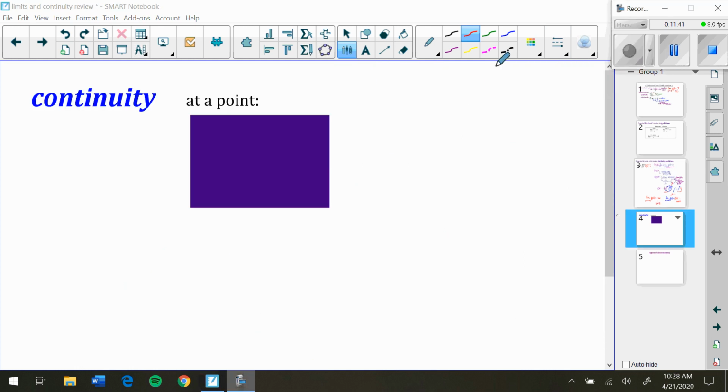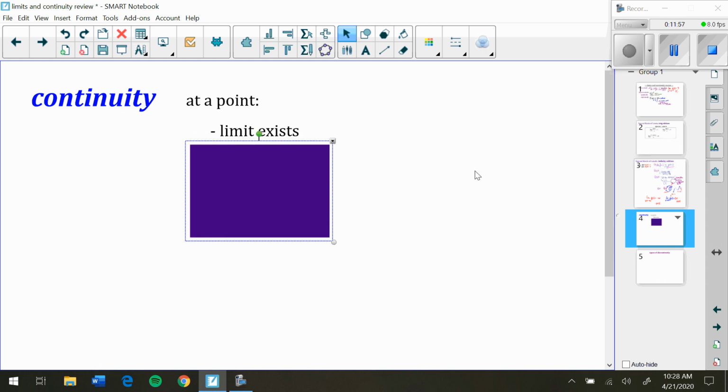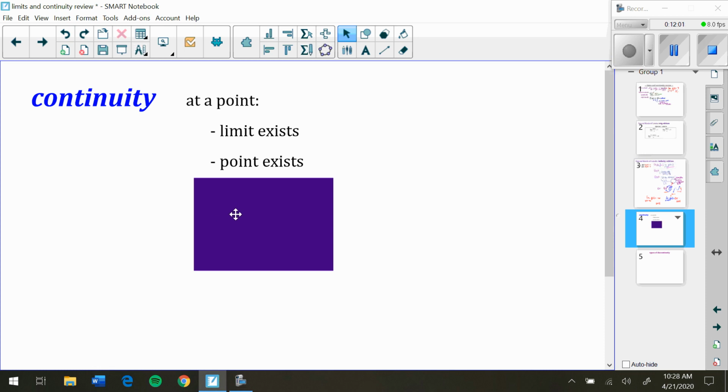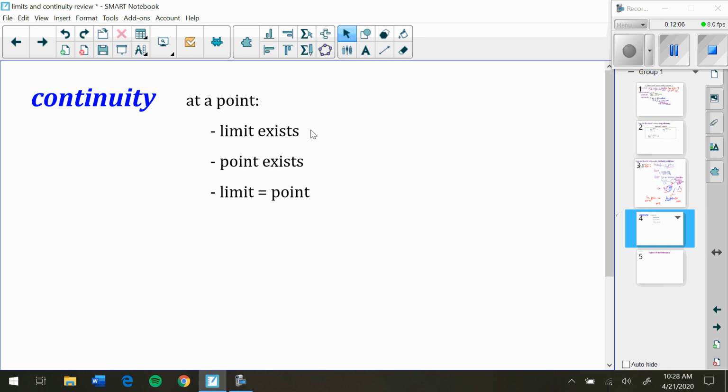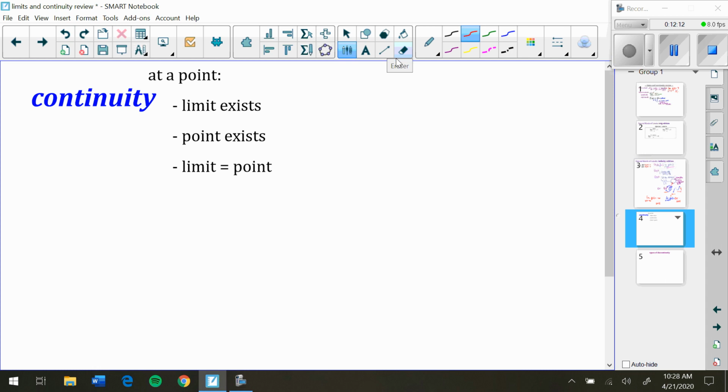Last thing in this section was continuity, and the first thing I want to talk about is continuity at a point, what it means to be continuous at a certain point. So there's three things that must be true in order for a function to say, yes, I am continuous at this point. First thing is that the limit must exist at that point. The second thing is that the point must exist. And third, and maybe most importantly, the limit must be equal to the point. If all three of these things occur, then that means that the function is continuous at that point.